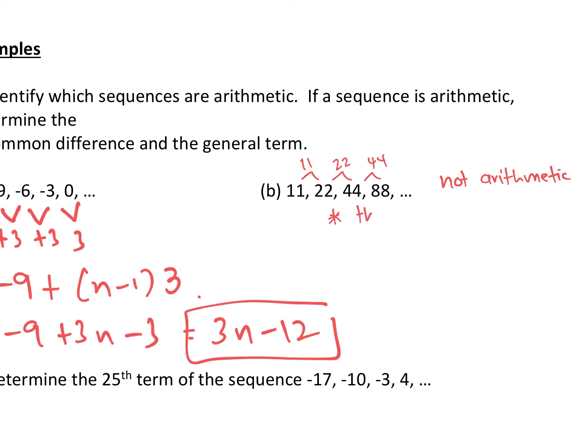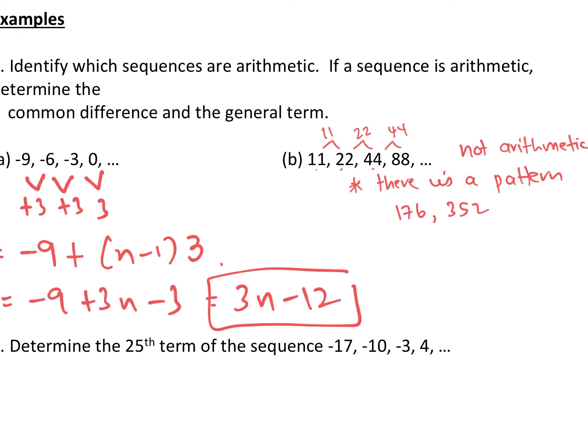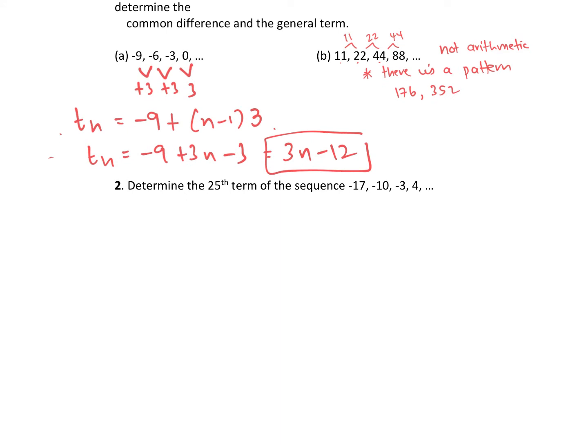Note that there is a pattern. If someone asked me to continue that sequence, I could, because I noticed there is a pattern. I see that we're doubling, right? 11 times 2 is 22, times 2 is 44, times 2 is 88. So I could continue the pattern if I was asked to. So I would double 88, and I would double 352, and so on. So it's not arithmetic, but there is a pattern. But the question asks, is it arithmetic? And it's not, so we're finished with that question.